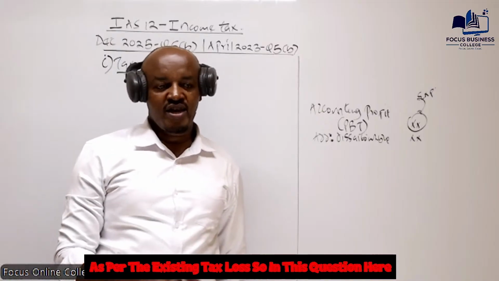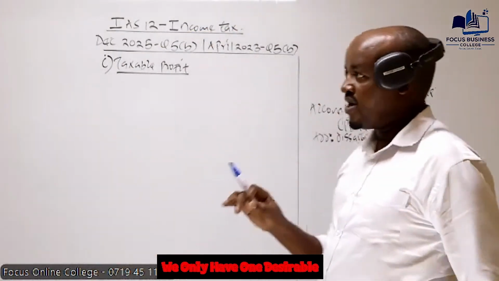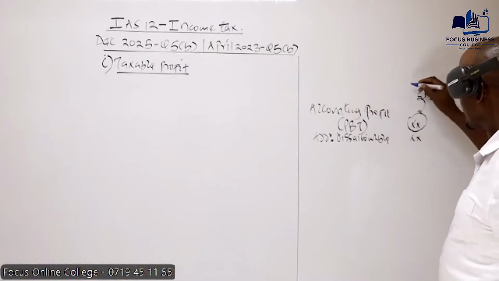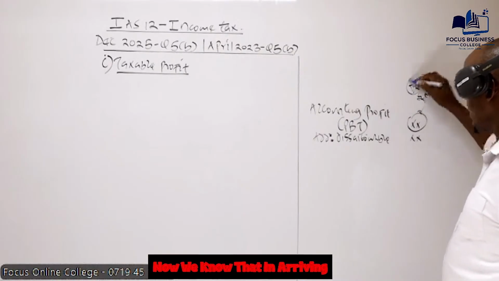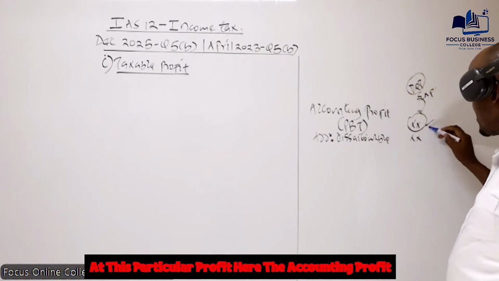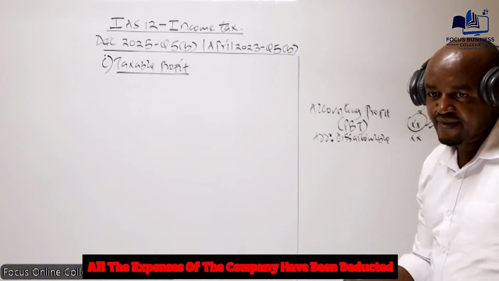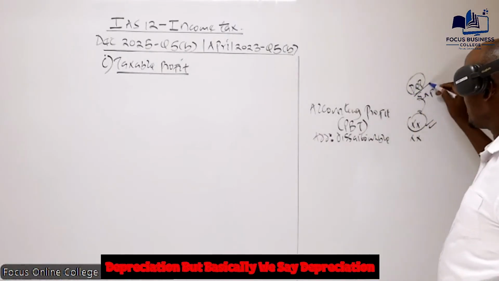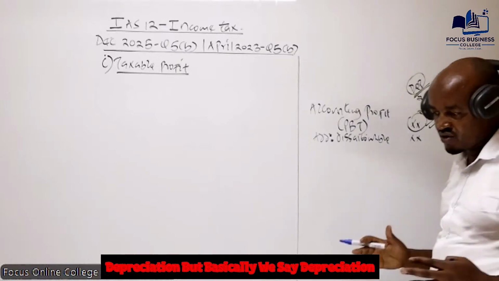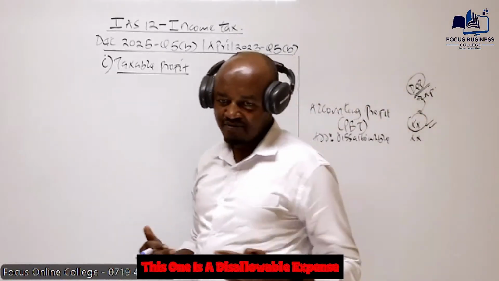So in this question we only have one disallowable expense, and that is depreciation. We know that in arriving at the accounting profit, all the expenses of the company have been deducted, including depreciation. But we say depreciation is a disallowable expense.